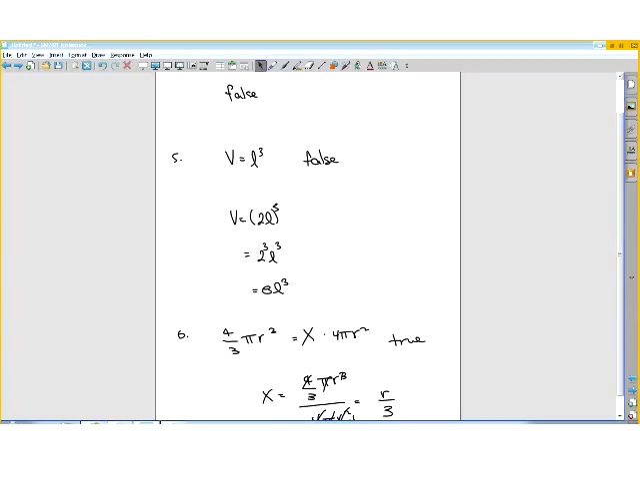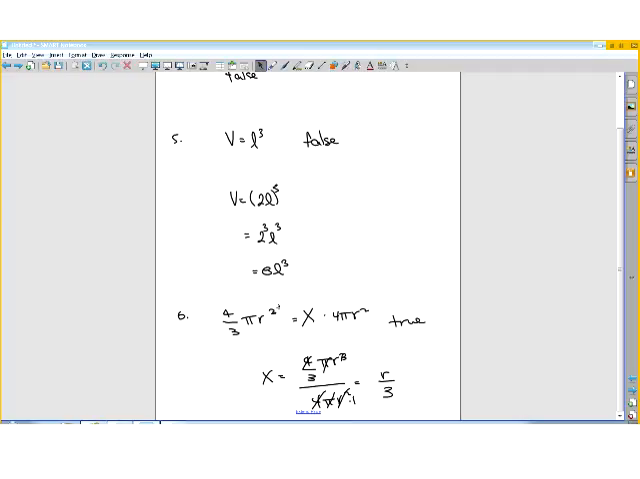And then the final one is the numerical value of the volume of a sphere is R over 3 times the numerical value of its surface area, where R is the measure of the radius. So this is the equation for the volume of a sphere. This is the equation for the surface area of a sphere. So I'm going to call X this ratio between the two, what I would need to multiply the surface area by to get the volume.